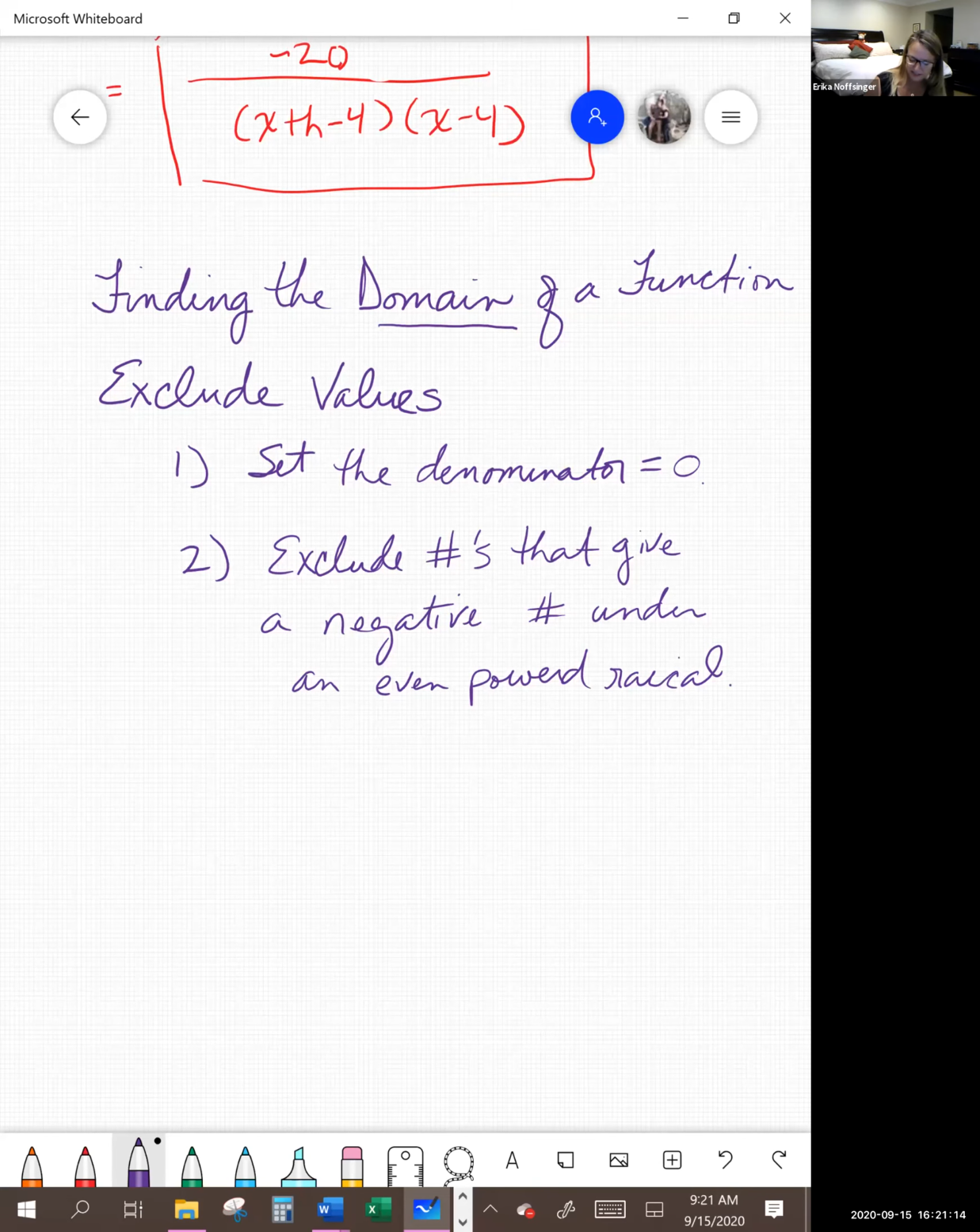So for instance, if you have the nth root of some function underneath, let's say g of x, then what we need is n is even. If it's odd, it doesn't matter. You can have negatives underneath the radical. You can raise something to an odd power to get a negative. So if n is even, you need to set g of x greater than or equal to 0.